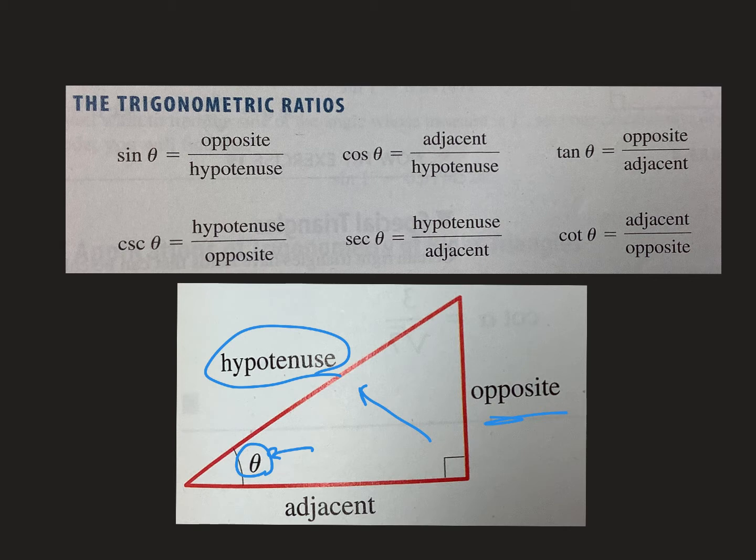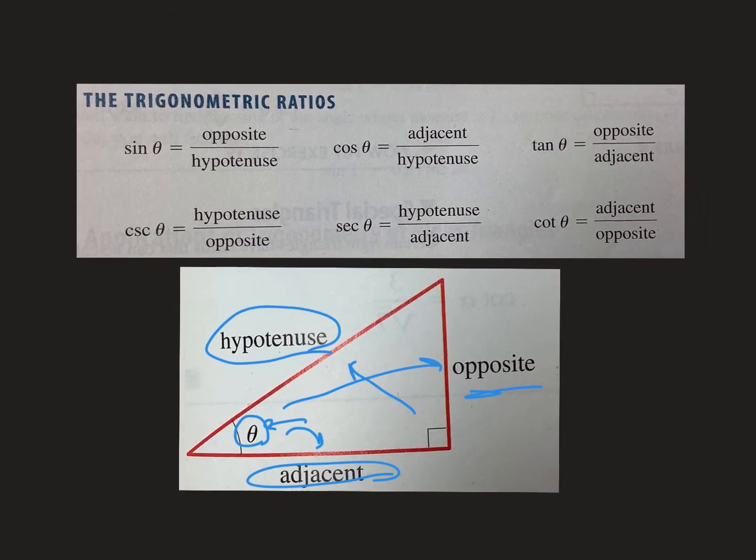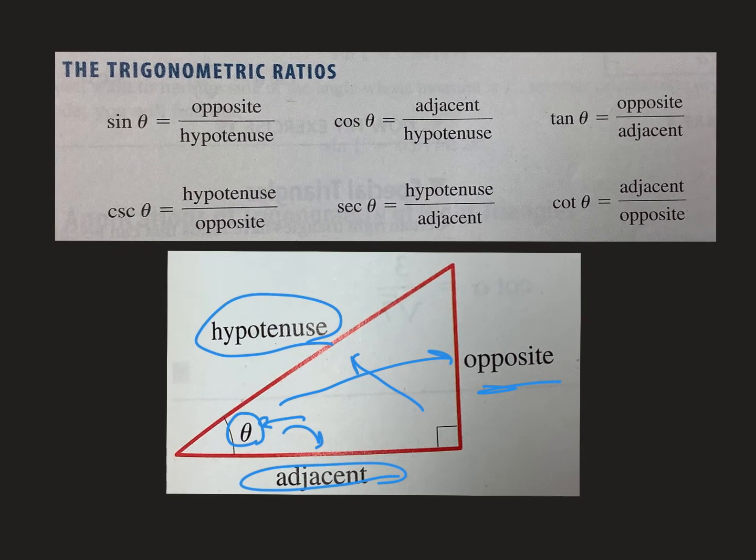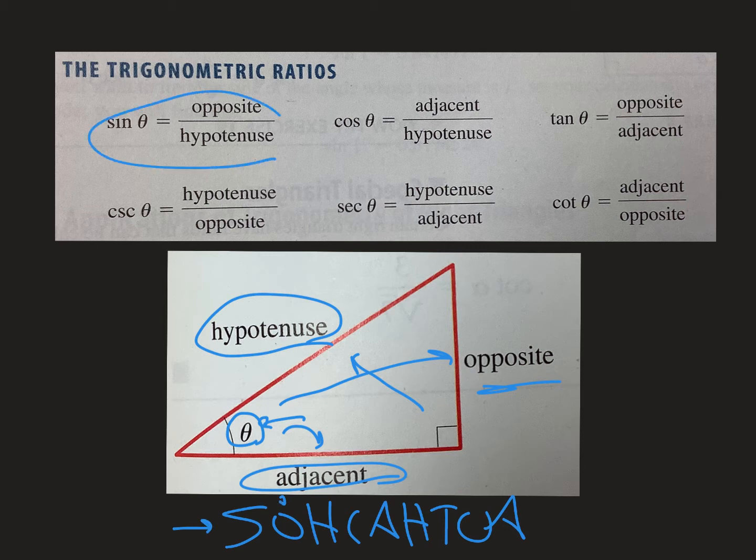The opposite side is opposite the theta. The adjacent side, adjacent means next door to theta. That is not the hypotenuse. Okay, so you've heard this. I'm sure you've heard this before, but one of the best ways to remember these trig ratios is a word called SOHCAHTOA. SOHCAHTOA, where S stands for sine is opposite over hypotenuse, which is right there. Cosine is adjacent over hypotenuse, which is right there. Tangent is opposite over adjacent, which is right there.